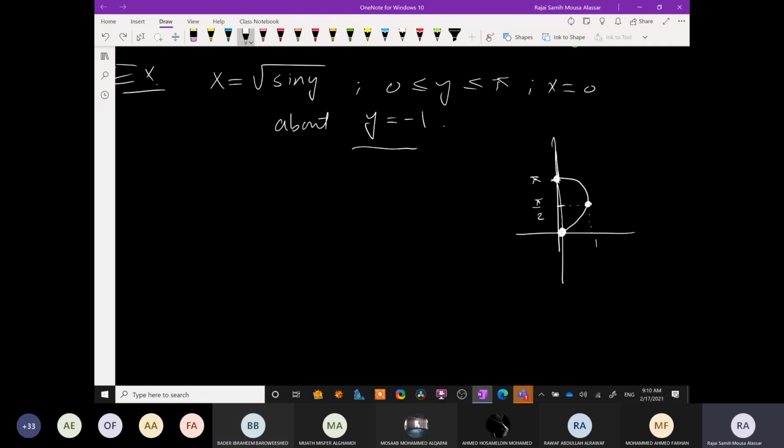Okay, what is x equals 0? It is the y-axis. So we're talking about this region. And you want to rotate this about what? Y equals -1. So you want to rotate this about this axis here. So we understand the problem? Okay, now let's just delete it and then do a decent sketch.